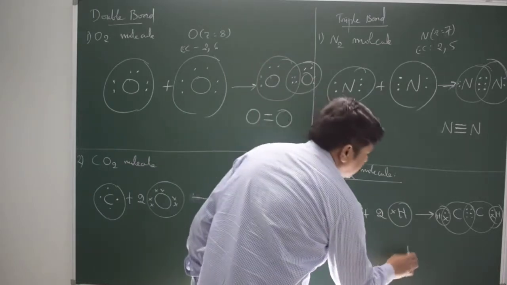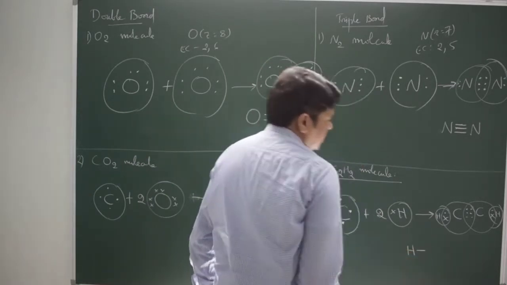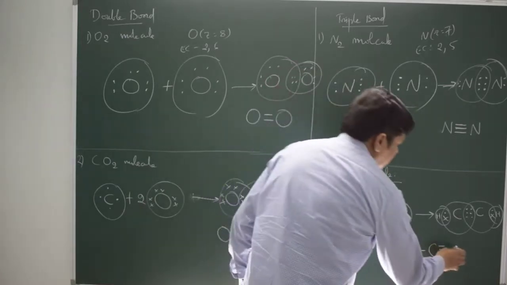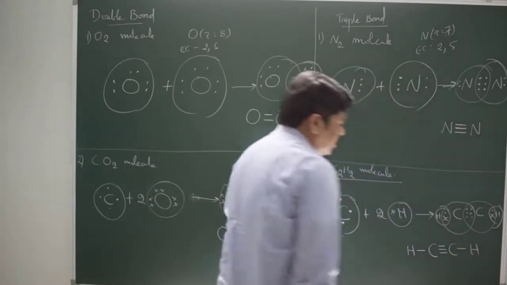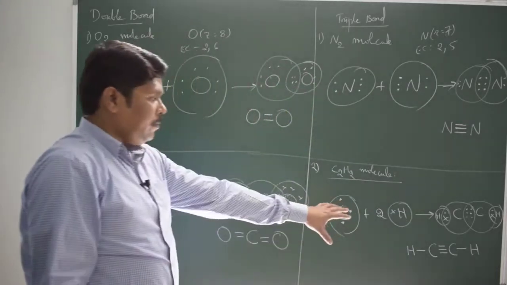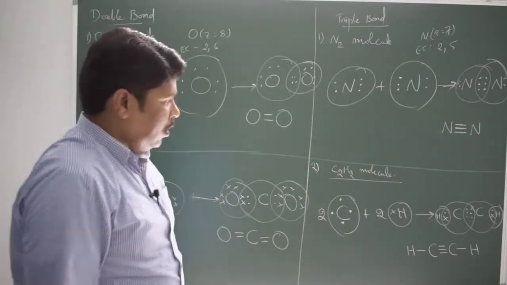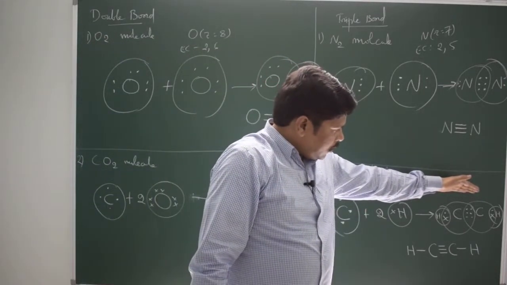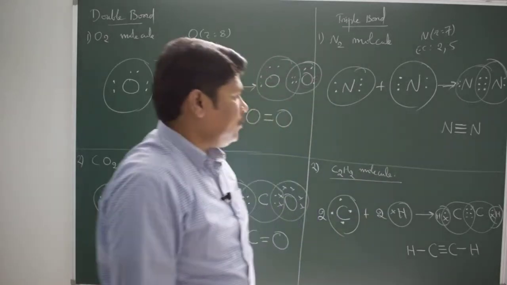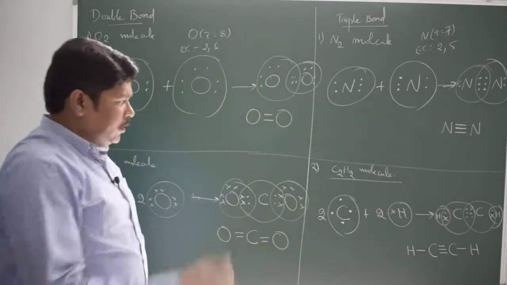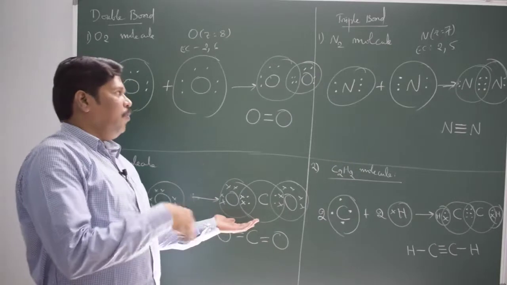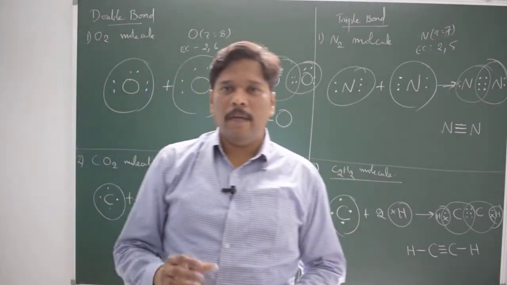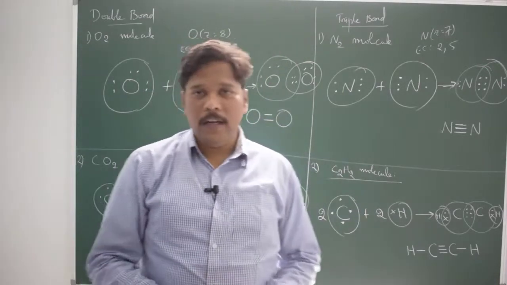So you will have the structure in bond representation as H single bond C triple bond C single bond H. So this will be the structure of the ethyne molecule. This is also called the dot representation, or molecular structure. So this is the representation of the molecule with dots. So this is about covalent bonding: single, double and triple.